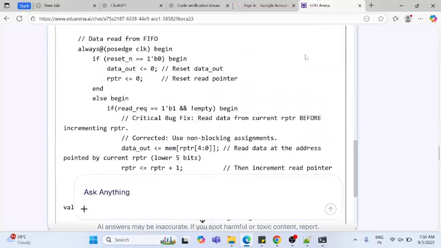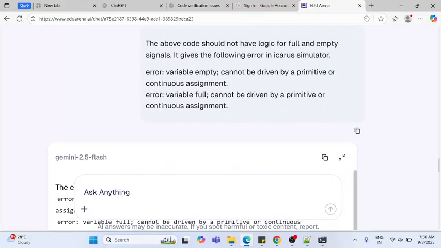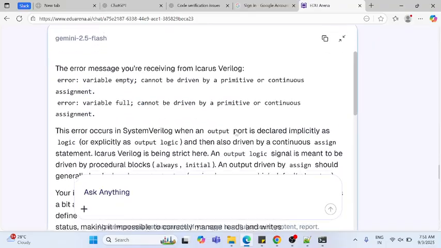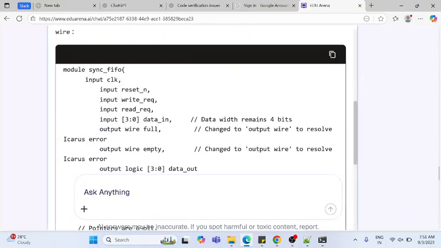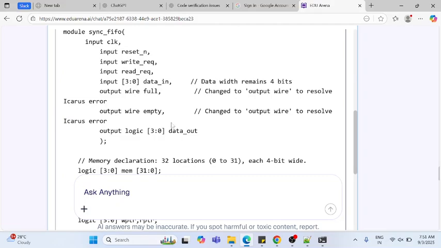I said that the above code should not have logic for the full and empty signals, and that it gives the following error in the simulator. After that, it modified this: it removed the output logic for full and changed them to wire full and wire empty, and in fact it is working there. So both Gemini and Claude are capable of generating good code as far as this particular example is concerned. For complex designs, it may be different.